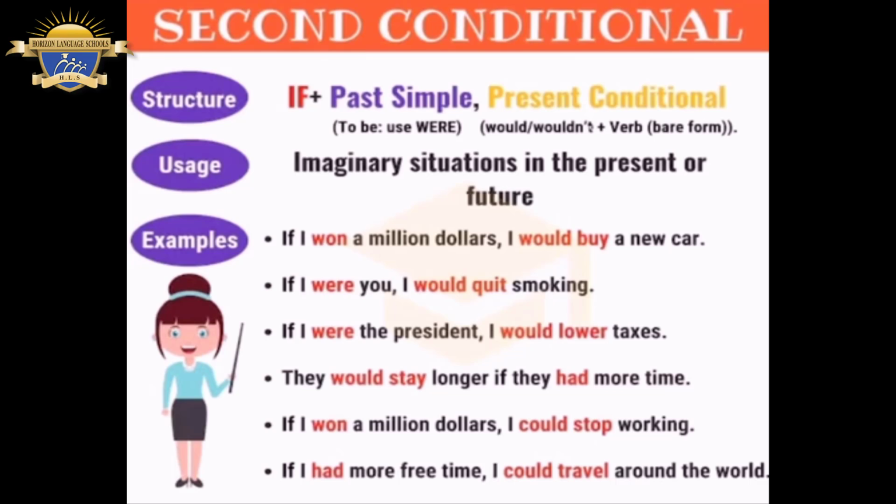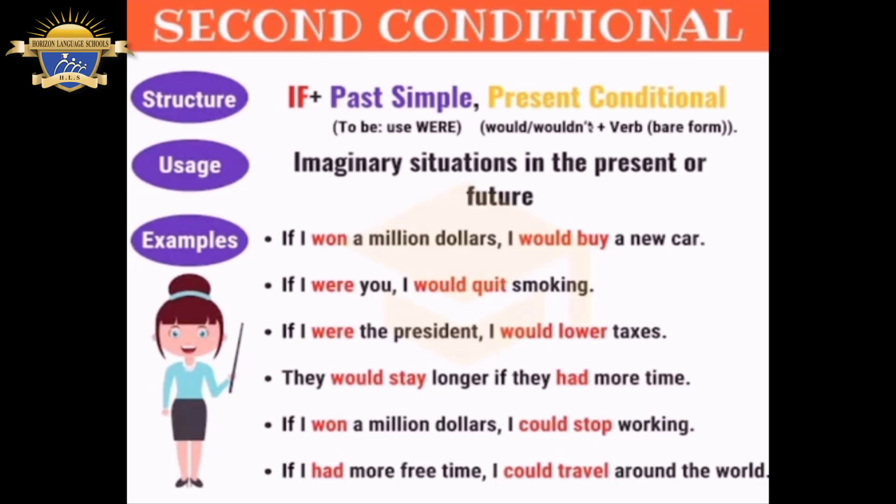We use the second conditional to talk about a situation that's not true in the present or in the future. It's an imaginary situation. This is not true. It just comes from my mind. It's just a dream. Okay, let's look at examples.